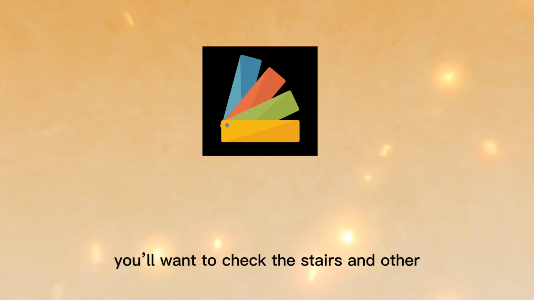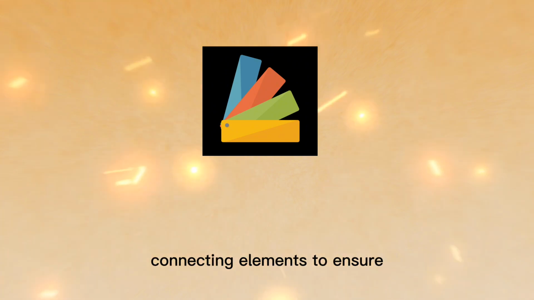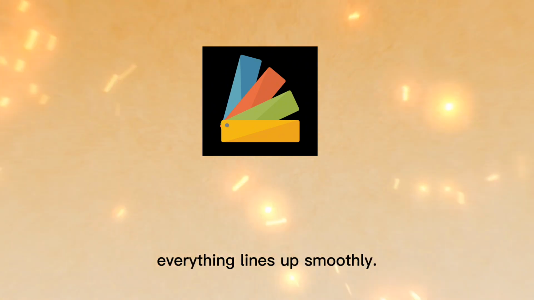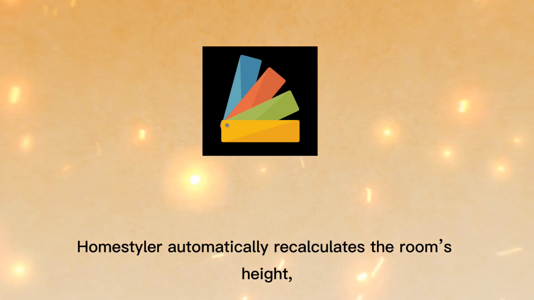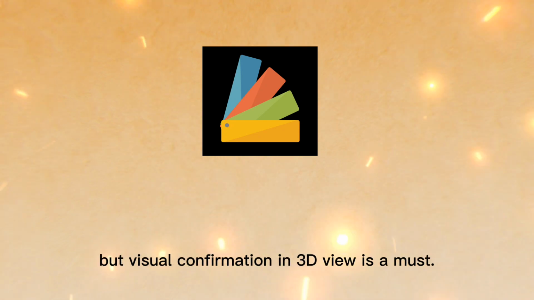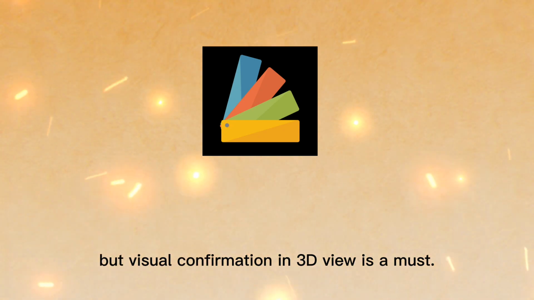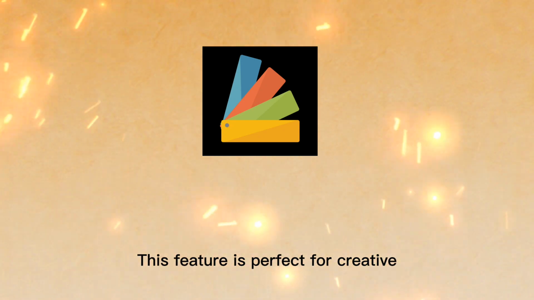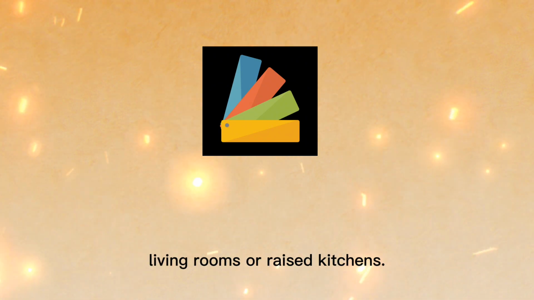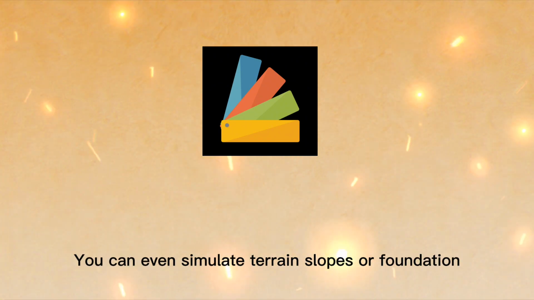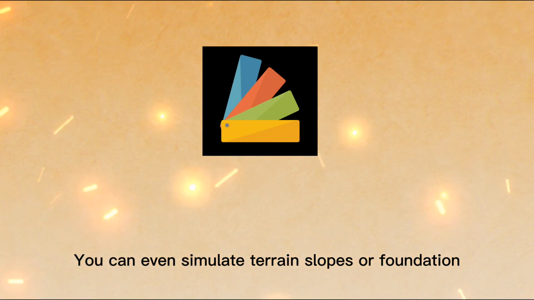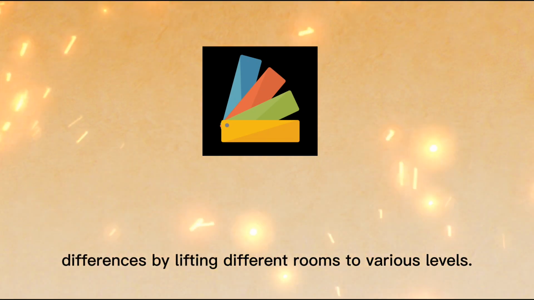Once lifted, you'll want to check the stairs and other connecting elements to ensure everything lines up smoothly. Homestyler automatically recalculates the room's height, but visual confirmation in 3D view is a must. This feature is perfect for creative designs like sunken living rooms or raised kitchens. You can even simulate terrain slopes or foundation differences by lifting different rooms to various levels.